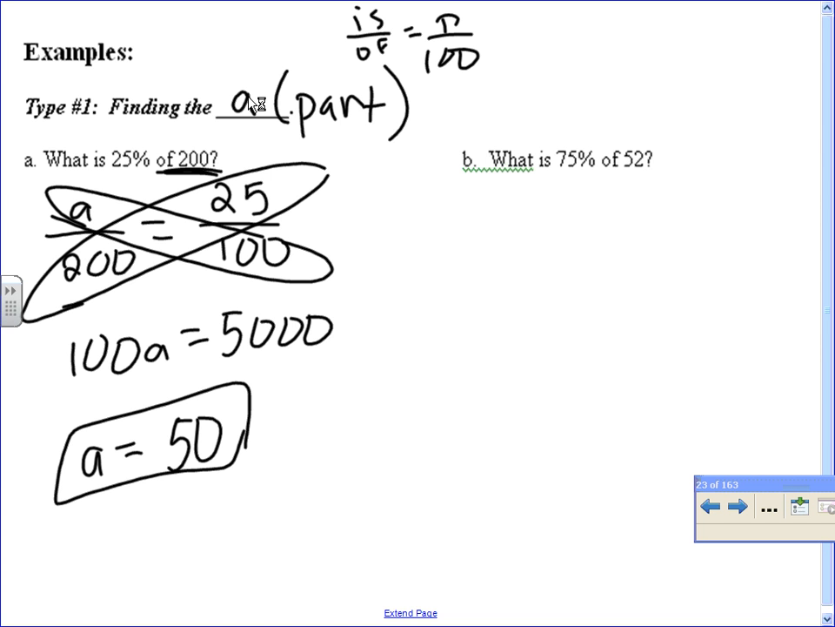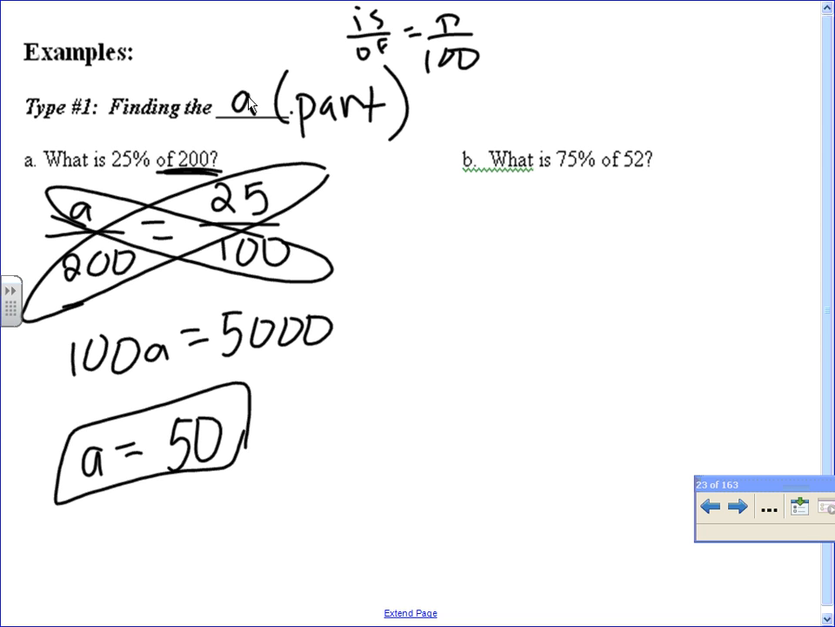Is over of. Okay, 200 goes on the bottom because that's of. We don't know the is because it says what is. So the is, the variable, equals P over 100. 25 over 100. So you still have to do 200 times 25 equals A times 100.